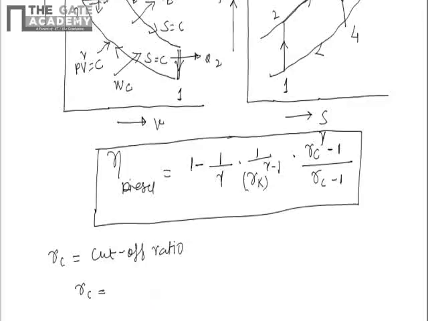If you see this process here, we are supplying fuel in the process 2 to 3. So we are starting at 2 and ending at 3. So it's the ratio of V3 by V2. Remember, the cutoff ratio is nothing but the ratio V3 by V2. So if we plug Rc and Rk here, then we can easily find out the diesel cycle efficiency.